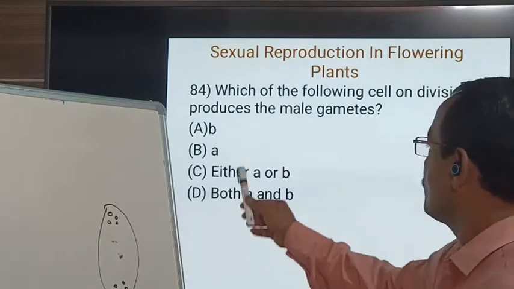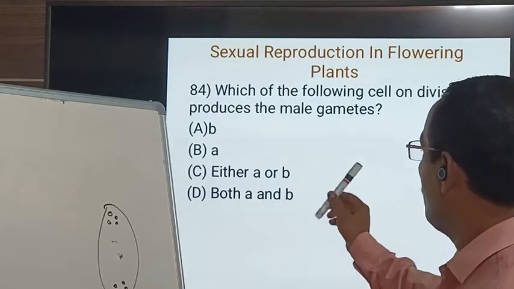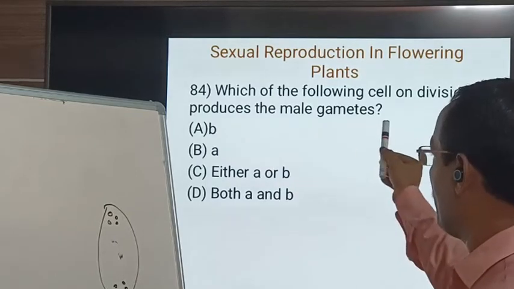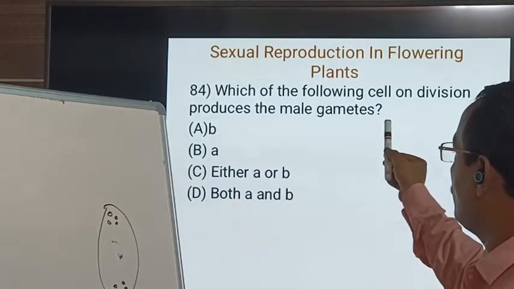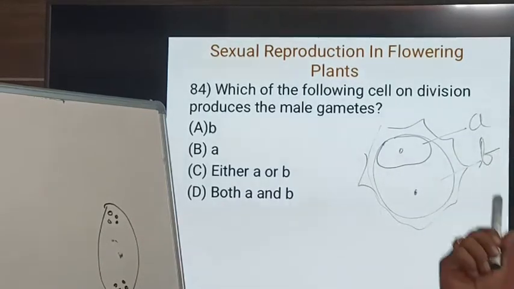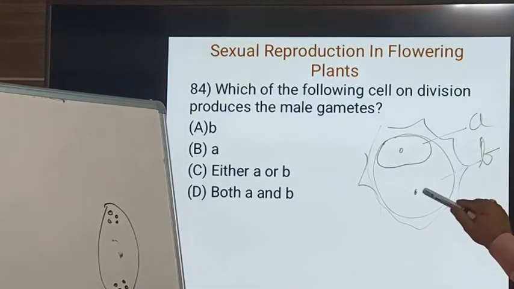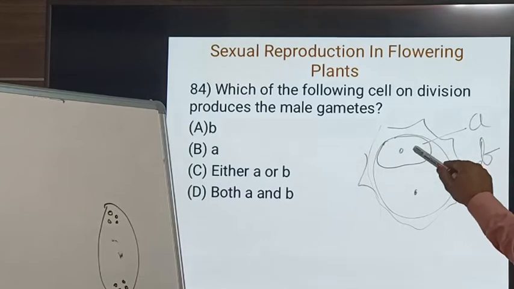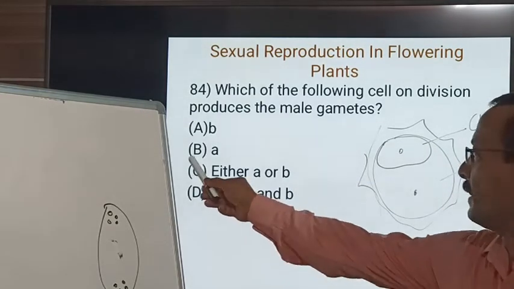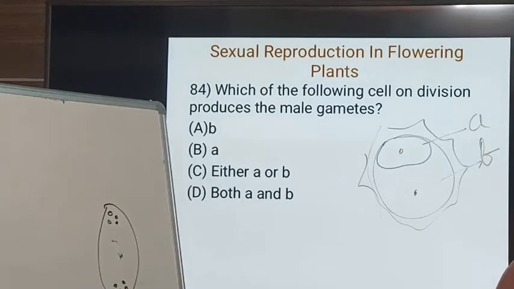So it is produced by which of the following cell divisions, producing the male gamete? Sorry, the figure was missing. This is A and this is B. So A is the generative cell and B is the tube cell. So A, that is, B is the option. So next question.